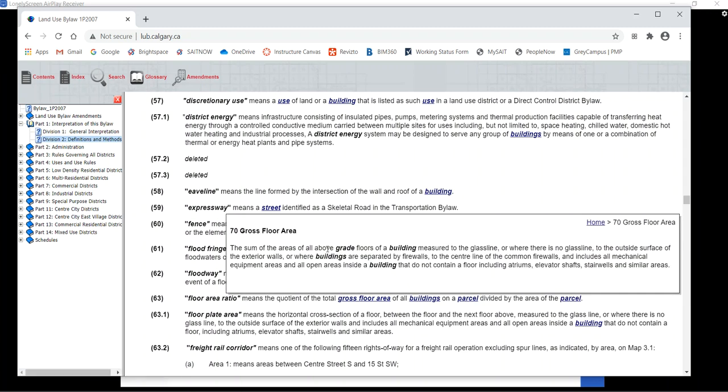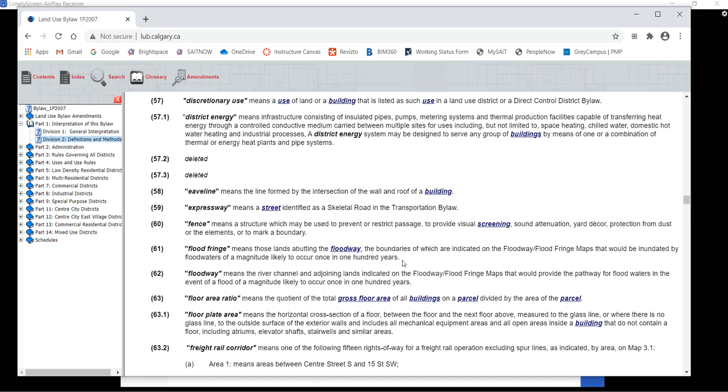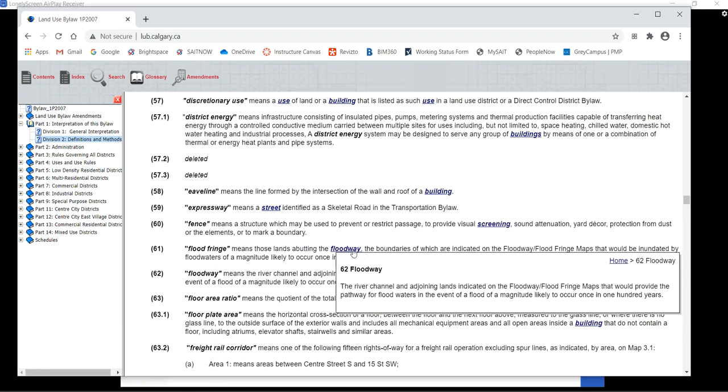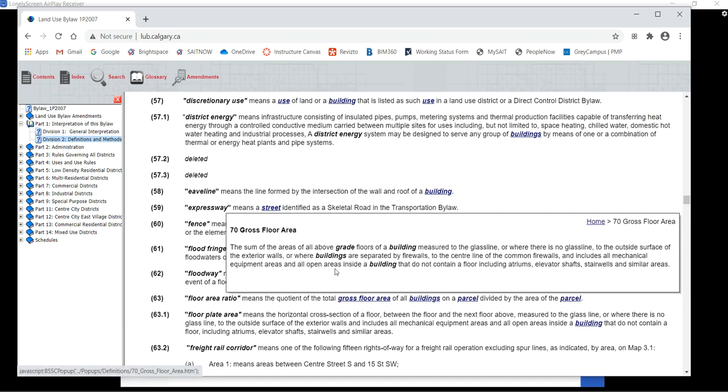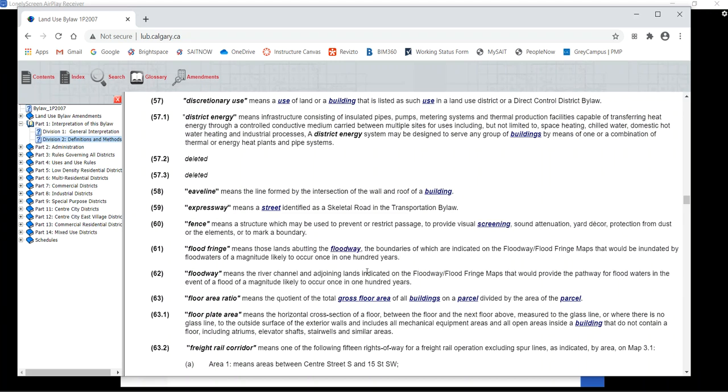Well, and the other important thing to note here too, it's the sum of all the areas above grade. Okay, so you don't have to count basements and parkades below grade. It's anything that's above grade. Okay, so hopefully that clarifies what's happening with floor area ratio. And if there's any more questions regarding that, just let one of your instructors know. Thank you.